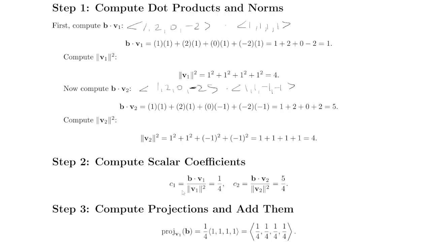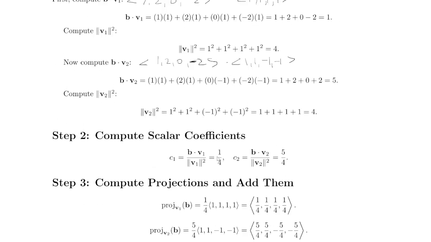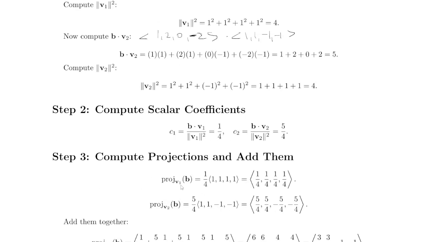We have c1. These are the scalar coefficients, so think of this as the number in front of the v1, and then we'll do the number in front of the v2. So we have b dot v1 is 1 over the magnitude of v1 squared. That's 4, so we have 1 over 4. b dot v2 is 5 over the magnitude of v2 squared, which is 4, so that's 5/4. And so now we just need to multiply each one by the vector. So 1/4 will be multiplied by v1, and 5/4 will be multiplied by v2 to get these two.